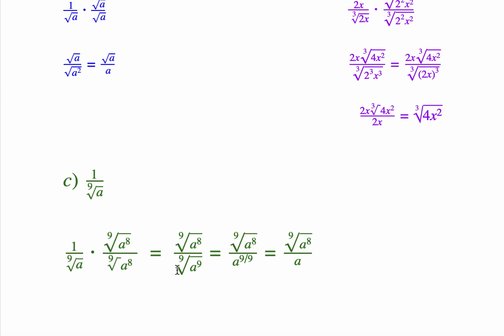And whatever we do with the denominator, we do the same thing with the numerator. So multiply numerator with numerator. So the 9th root of a to the 8 times 1 is the 9th root of a to the 8. And we just drag the same thing here. And the final result is the 9th root of a to the exponent 8 divided by a.